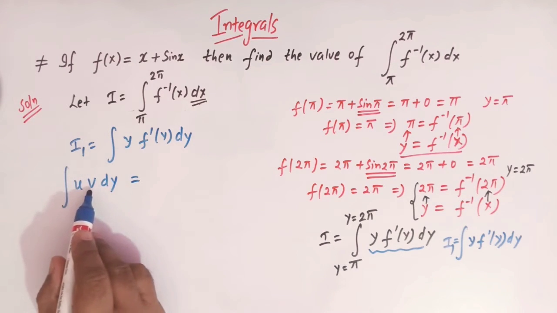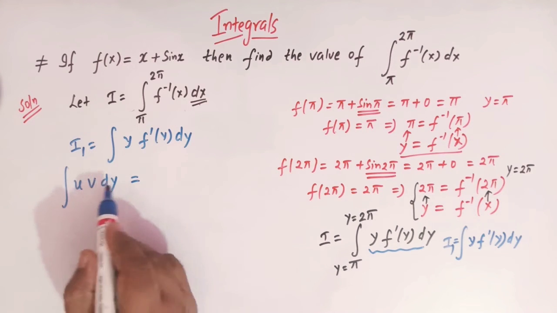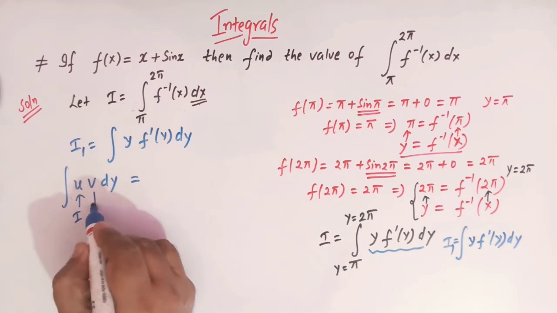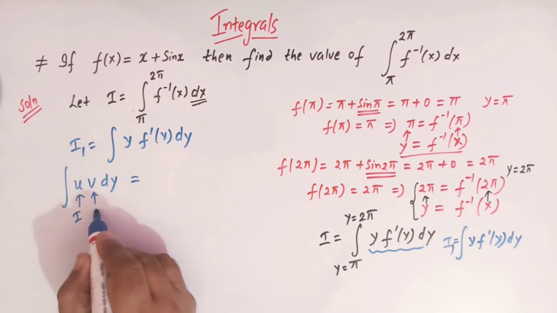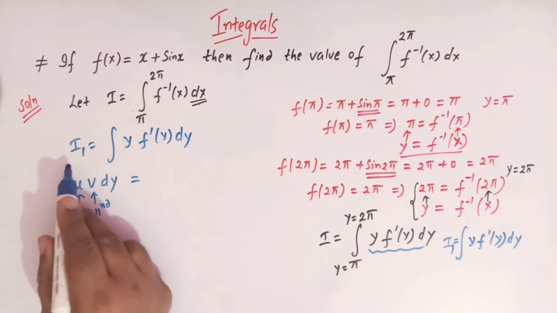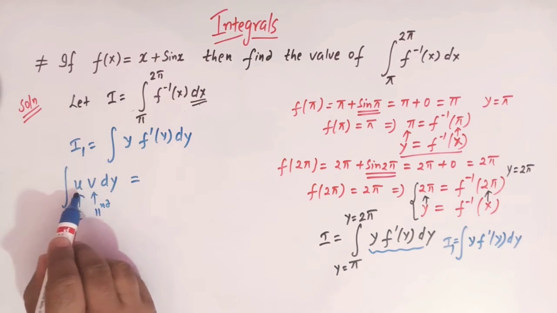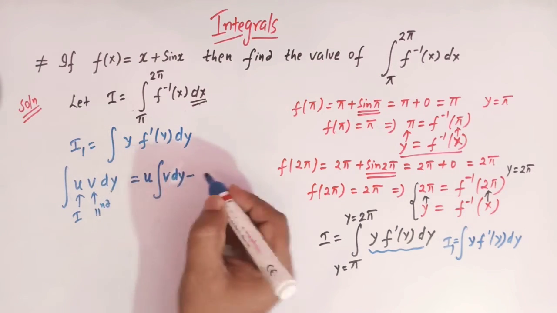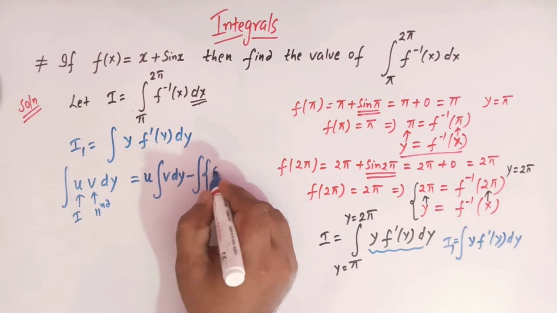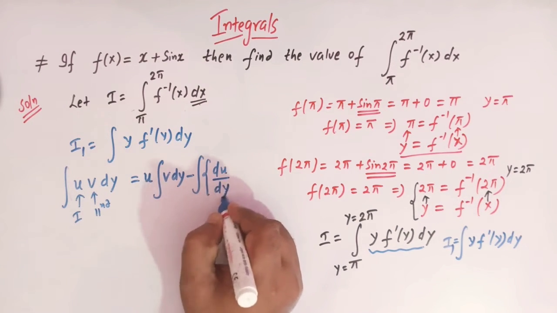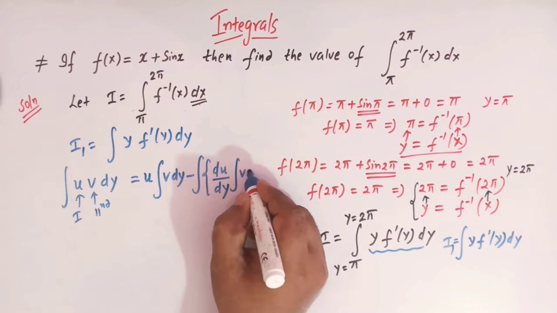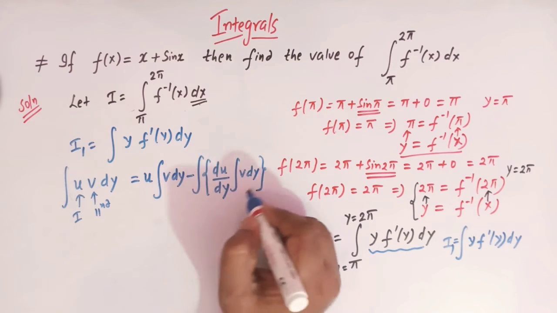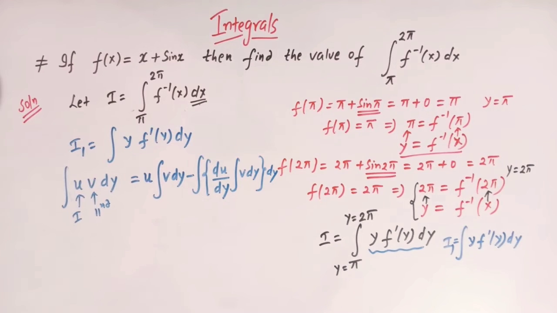If we have two functions u and v, which are functions of y, and if we take u as the first function and v as the second function, then we can write the integral of the product of u and v as u times the integral of v, minus the integral of the derivative of u with respect to y times the integral of v with respect to y, and the integral of this entire term, right? So here we'll have dy, right?